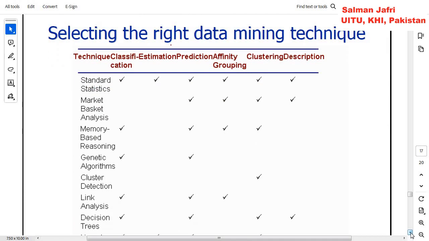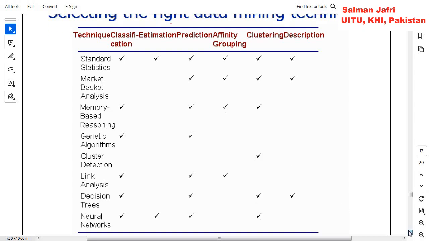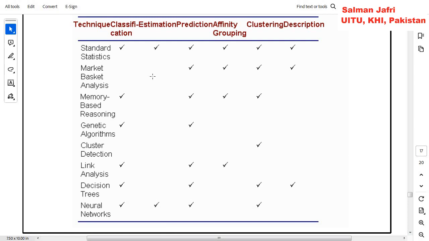So here is the comparison of some of the data mining techniques, right? Standard statistics can be used for classification, estimation, prediction, affinity grouping, clustering, description, all of these. While market basket analysis can be used for prediction, affinity grouping, clustering and description. They cannot be used for classification and they cannot be used for estimation. Similar are the different pros and cons of the other types. Neural networks can be used for classification, estimation, prediction and clustering. They cannot be used for affinity grouping and description of the data.